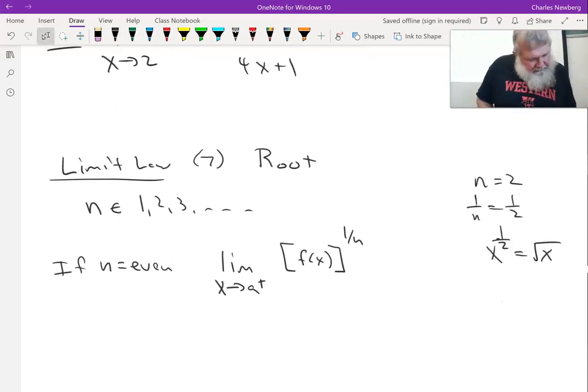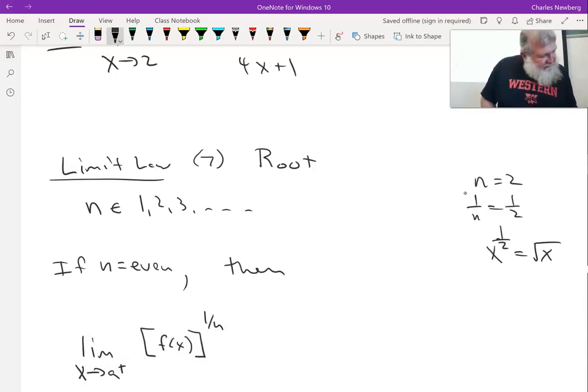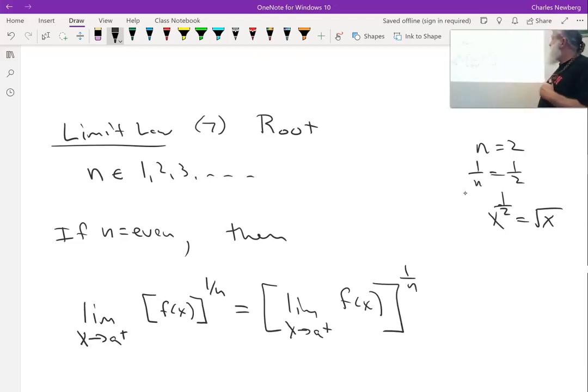All right. If n is even, and I need to write some more here, then the limit of this will equal the limit as x approaches a from the positive side of f of x, to the 1 over n. What did this say? This really just said, hey, we had the root inside the limit. Now what do we have? The root outside the limit. So think of the square root inside there. Now we're doing the square root of the limit. I'll let you get that written down in your notes.